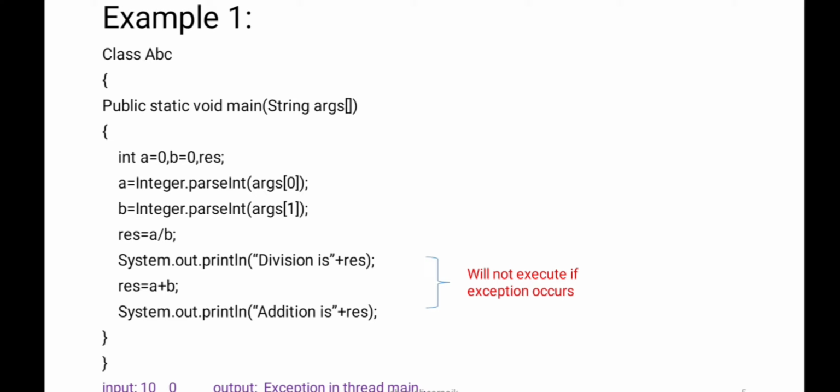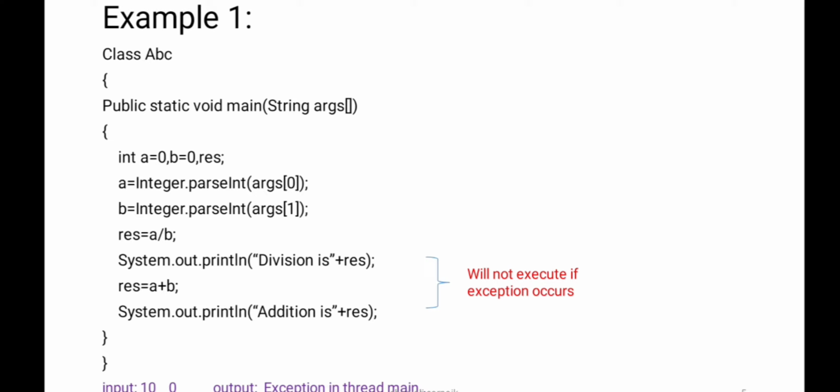Now suppose the user gives an input a as 10 and b as 0. Now 10 divided by 0 will give an exception, it will not run the program, and because the division logic is not running, it will not go ahead, and the res is equal to a plus b logic will not be running. So it will terminate the program in the division itself, because it will show an exception in the division.